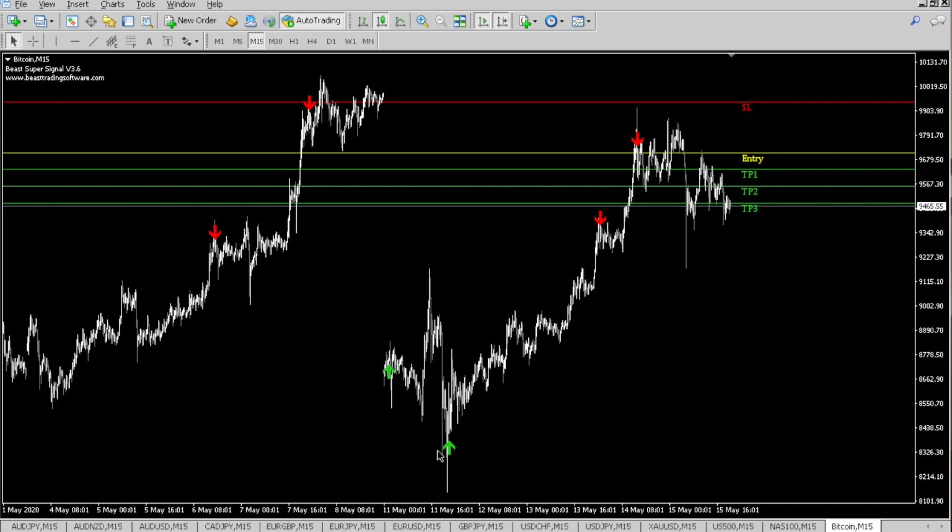This would have taken out profit. Here we had another buy, which would take profit. Here we had a sell. This is probably our only loss that we had on the chart. Here we had another sell. Did not come close to stop loss, and again hit take profit. So Bitcoin, it's been a really, really good couple of weeks trading Bitcoin.